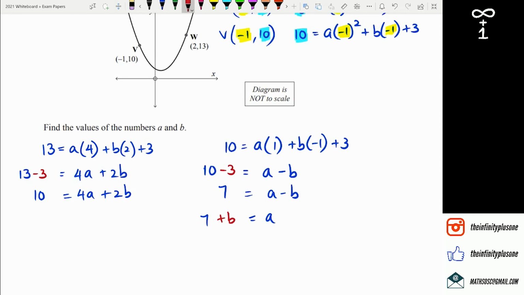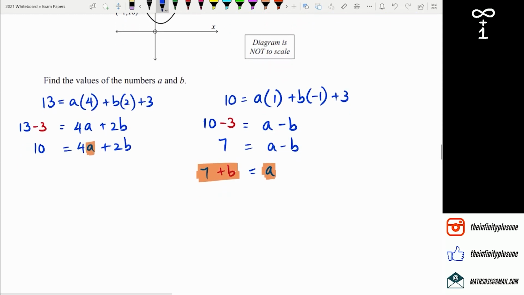Now, we've written a is equal to 7 plus b. So what I'm going to do right now is, because I know that a equals 7 plus b, I am going to replace this a in the first equation with 7 plus b. So what I'm doing here is I'm going to rewrite this as 10.